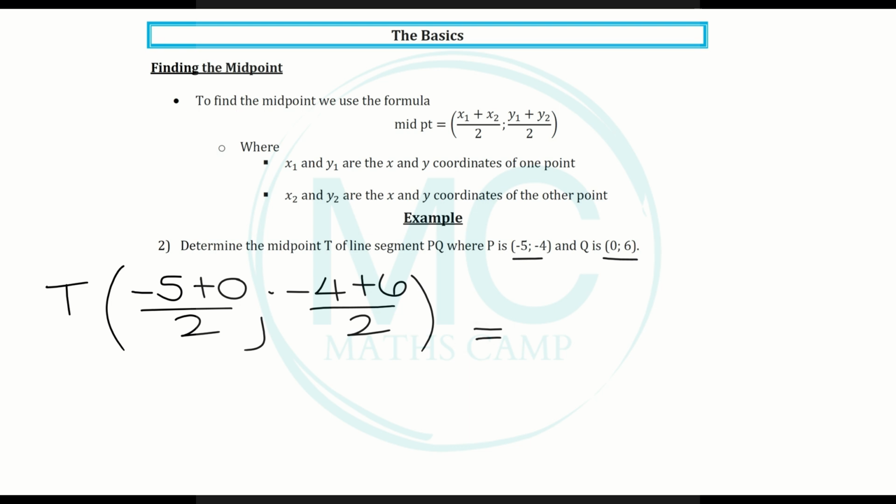Negative 5 plus 0 is negative 5. So the x coordinate of T is negative 5 over 2. For the y coordinate, negative 4 plus 6 gives us 2. Divide by 2 and we're left with 1. These are the coordinates of the midpoint.